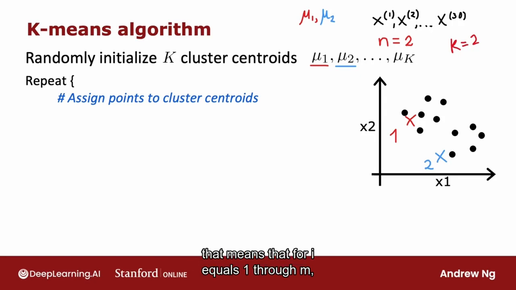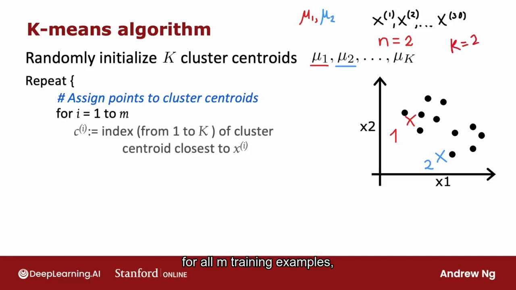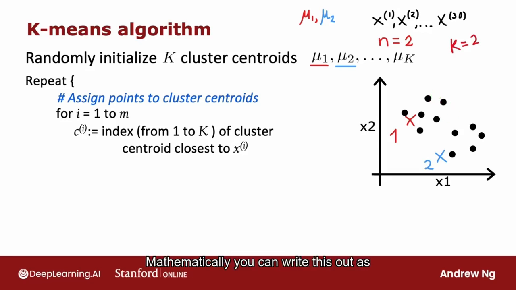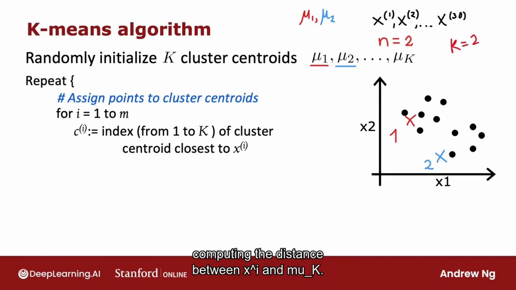That means that we're going to, for i equals 1 through m, for all m training examples, set ci to be equal to the index, which can be anything from 1 to K, of the cluster centroid closest to the training example xi. Mathematically, you can write this out as computing the distance between xi and mu-k, and in math, the distance between 2 points is often written like this.